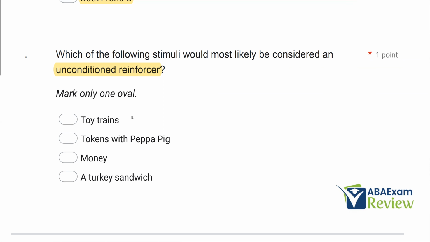So what about a turkey sandwich? Now, we could say, well, not everybody likes turkey. That is true. But think about if you were starving in the desert, right? And even if you didn't like turkey, what are you likely to work for? In the desert, starving. Toy trains, tokens, money, or a turkey sandwich? Likely the sandwich. And that's kind of what we mean by unconditioned, right? At the core, given enough time, somebody's willing to work for it because we have to eat to survive. So a turkey sandwich would most likely be considered the unconditioned reinforcer.